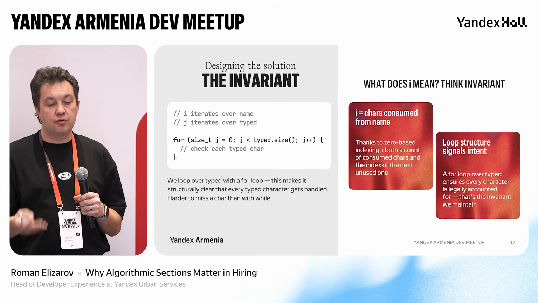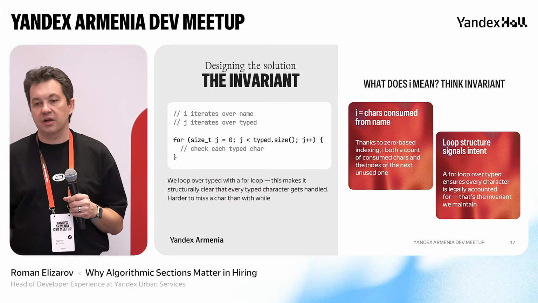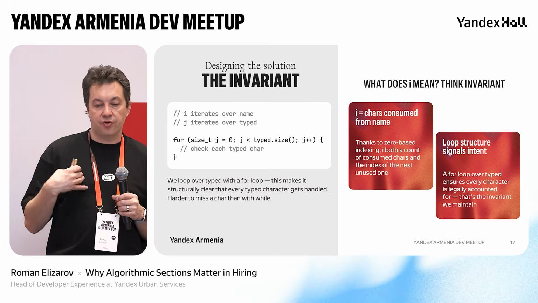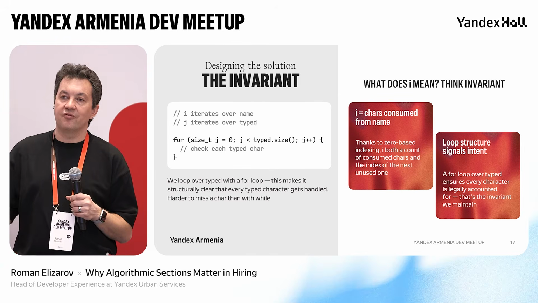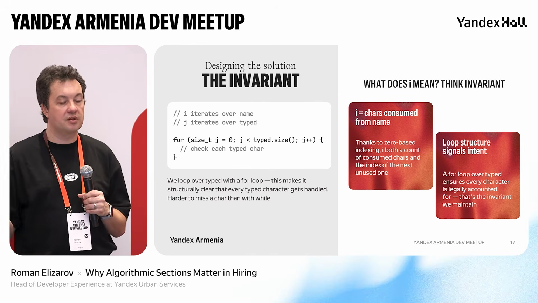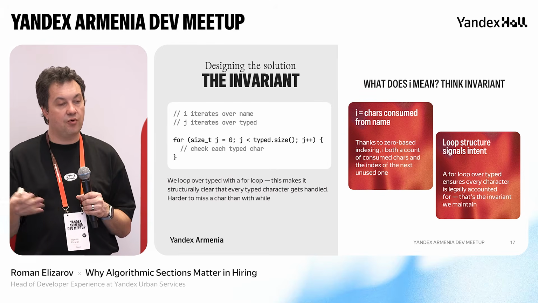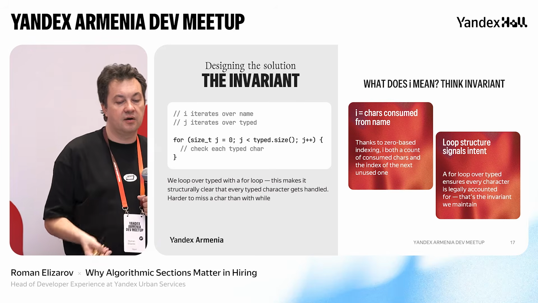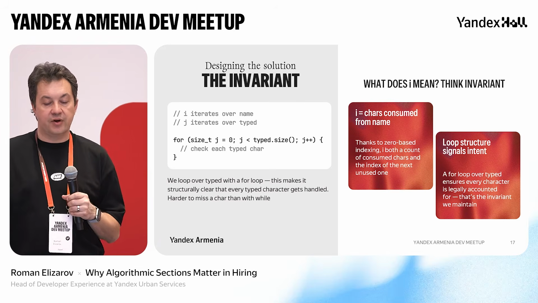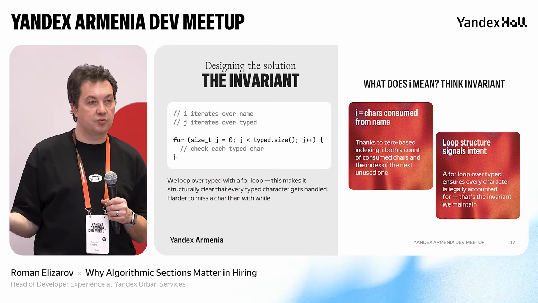Then again, you will be creating some variables to track your state. And again, it's very important for you to think logically about what invariants they cover and what states they represent. For this solution, in addition to the loop over typed characters, we'll need the i variable that tracks how many characters we've already consumed from name.